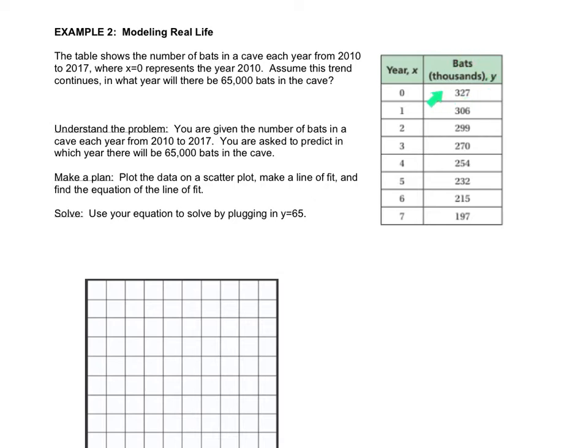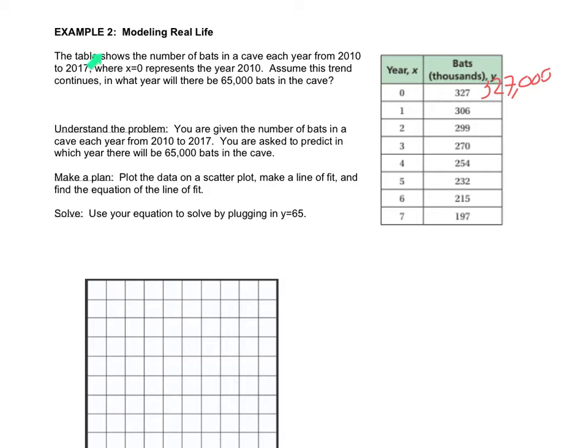And then our y's are bats in thousands. So I just want you to think about that. So the bats in thousands means that that first one, for example, is not 327, but it's 327,000. So we just got to keep that in mind as we work. So let's go back to what we're being asked to do.